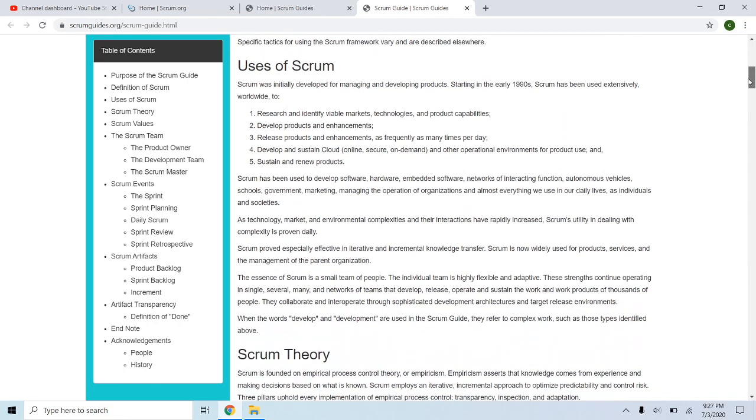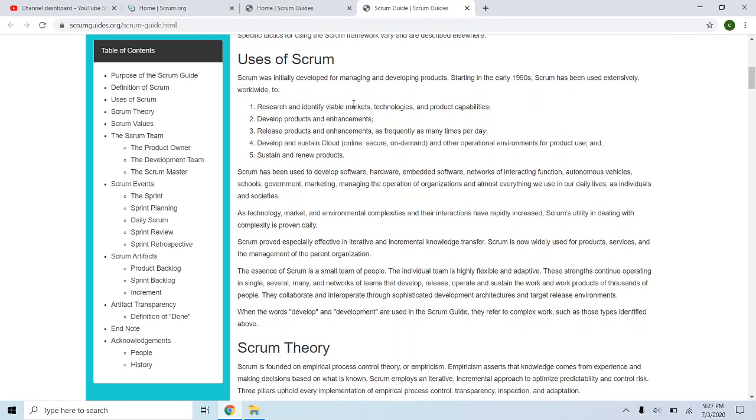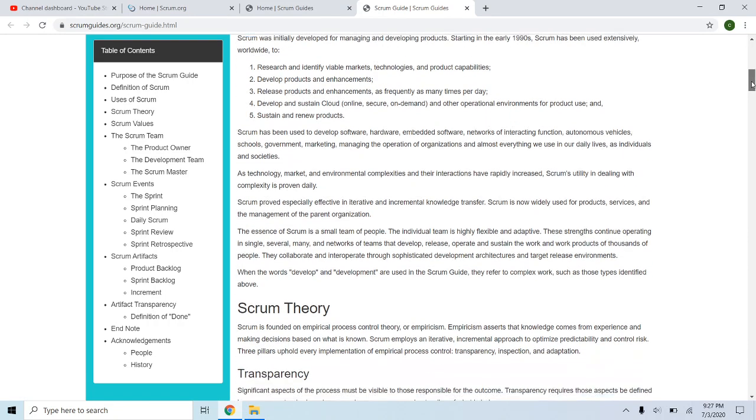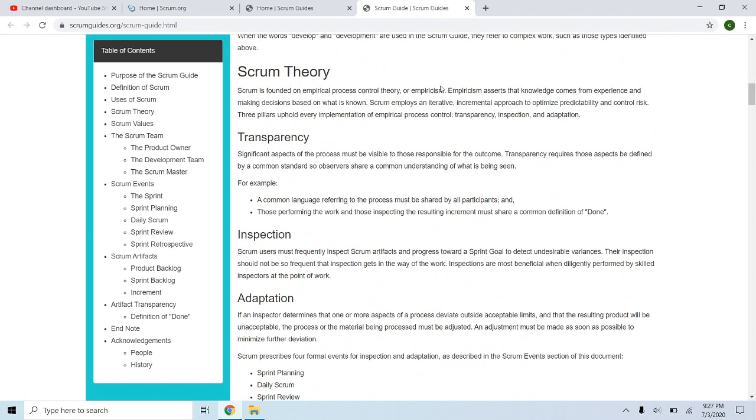So, uses of Scrum. You'll research and identify viable markets, technologies, and you can read through these in your own time if you're interested, but it's all about sustainability and developing software, hardware, or really just incremental products or services. So it's about really the delivery. So you'll see when you scroll down, Scrum theory is based on empirical process control, or empiricism. Basically, knowledge comes from experience and making the decision based on what is known. The idea here, again, it's what is known.